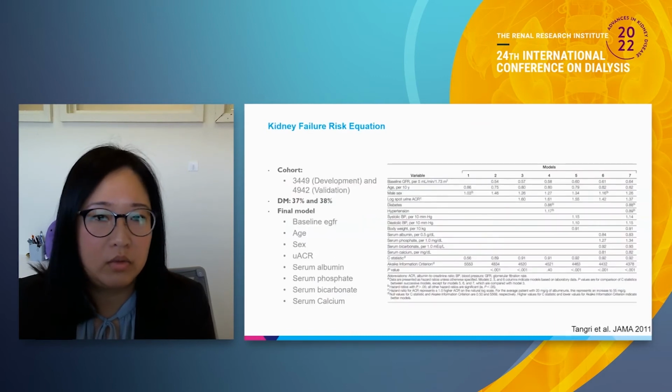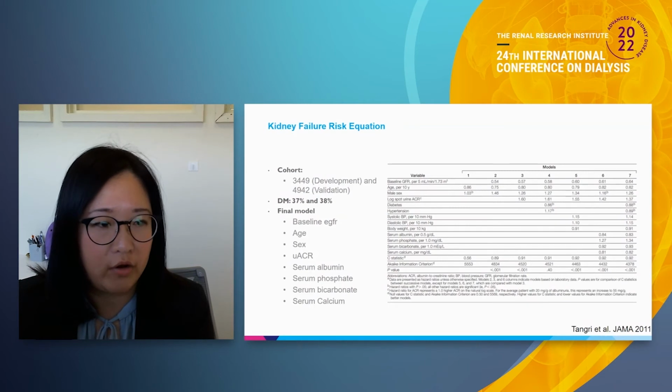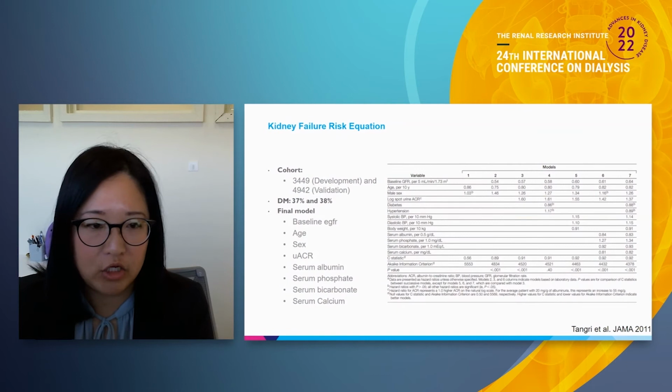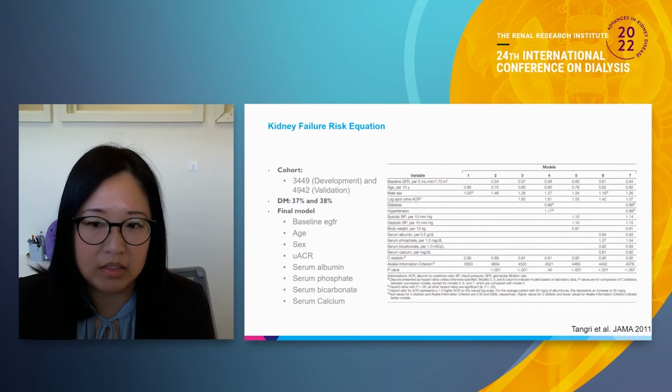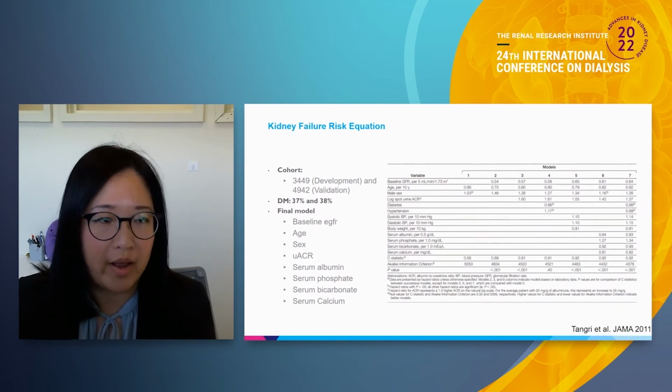The most commonly used kidney failure prediction model is the kidney failure risk equation, which was developed by Tangri et al. and uses 8 different clinical features. However, it's important to note that only 37 to 38% of these patients had diabetes. Also, the baseline eGFR of patients in this study was 45. So these were patients who had relatively late-stage diabetic kidney disease, and it's not clear whether it would apply to patients who were earlier on or had early diabetic kidney disease.